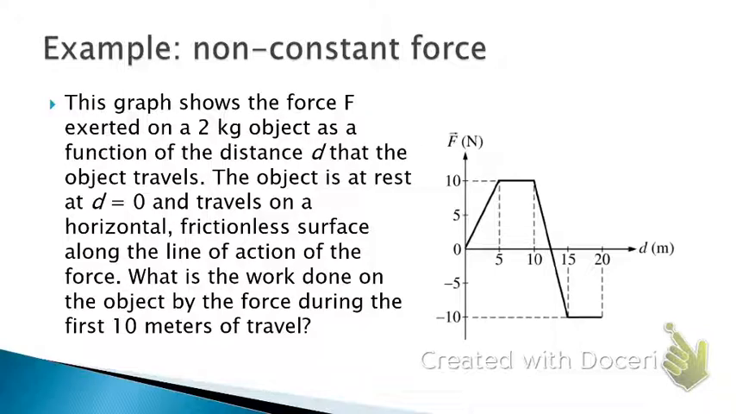This one shows a force exerted on a 2 kilogram object as a function of the distance that the object travels. The object is at rest at d equals 0, and it travels on a horizontal frictionless surface along the line of action of the force. Great. That tells me theta is 0, because the force and the movement are in the same direction. So what is the work done on the object by the force during the first 10 meters of travel? So we're going to cut it off right here. We're only looking at the first 10 meters of travel.